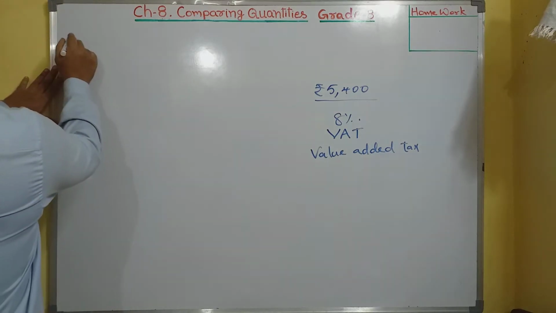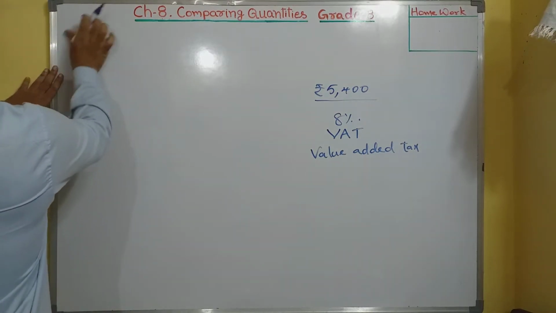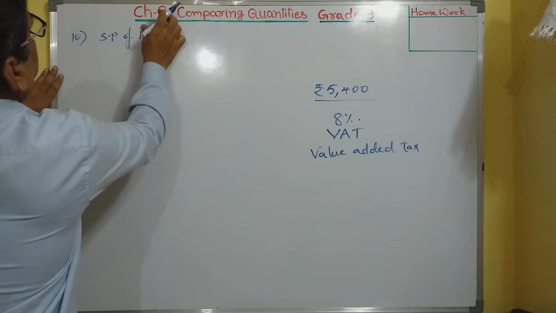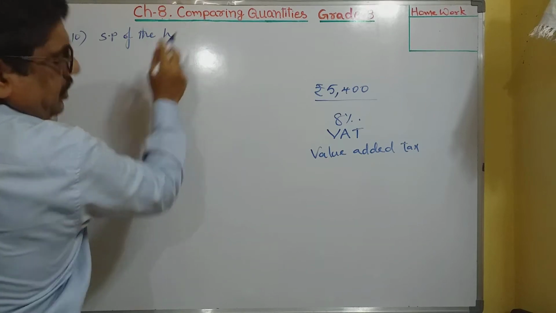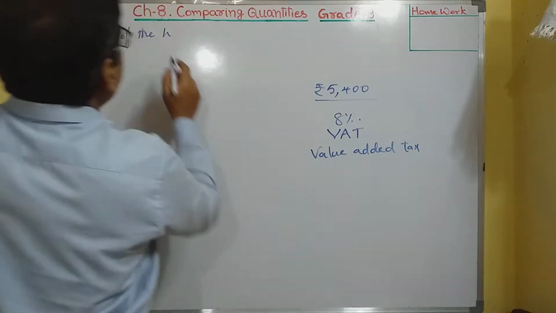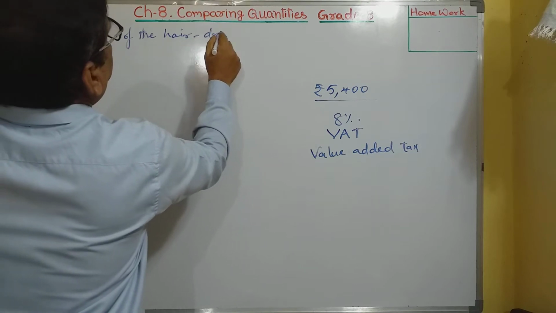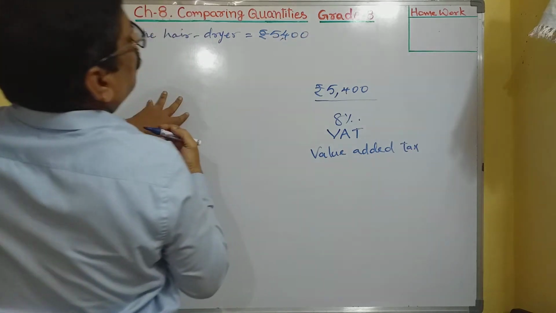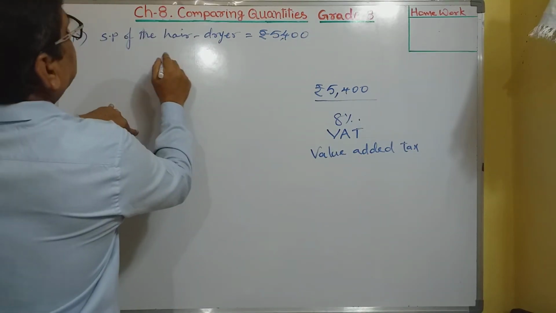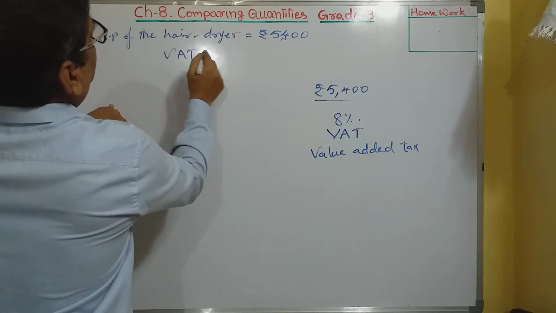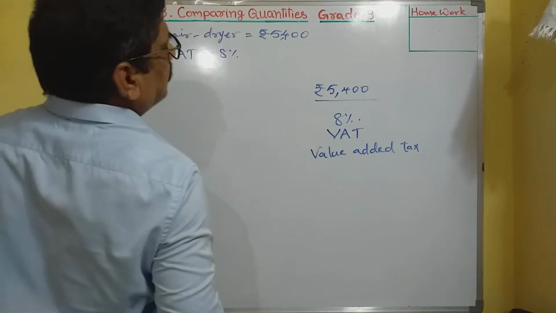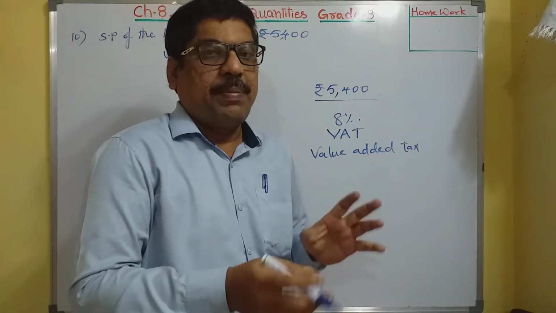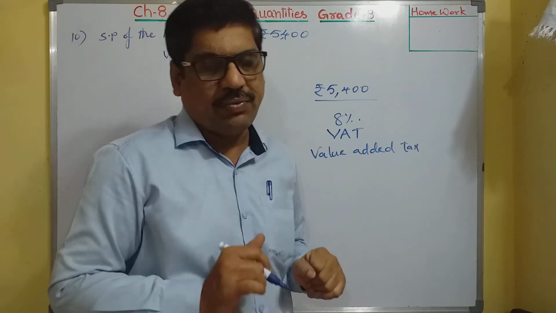Therefore, SP, the selling price of the hair dryer, is equal to 5400 rupees. Now what is the VAT? VAT is equal to 8%. So we need to find what was the price before VAT.